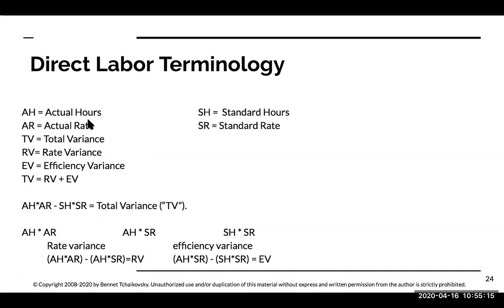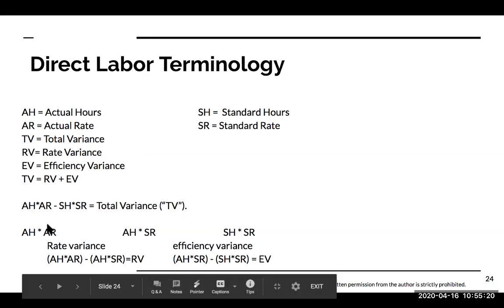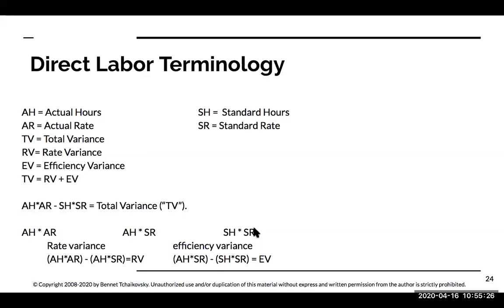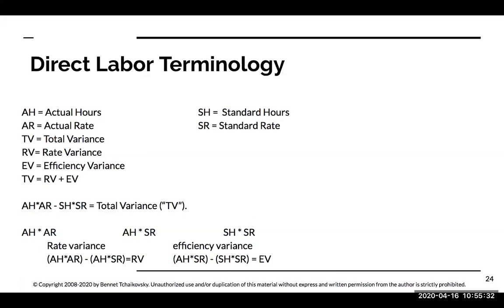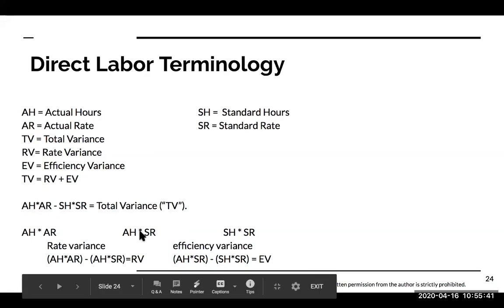So what I'm going to do here is compare my actual hours and the actual rate, or my total labor cost, to my total standard cost for what I believe that labor should have cost me. That's going to be my very first step in this type of question. So I'm going to figure out what my total variance is first. And then, similar to direct materials, I'm going to put in what our middle value is.